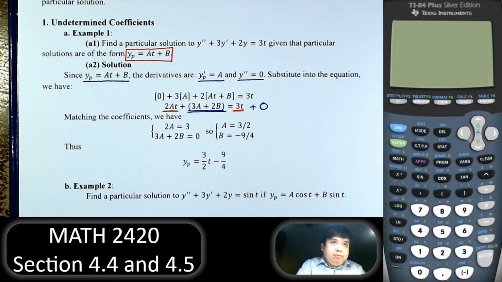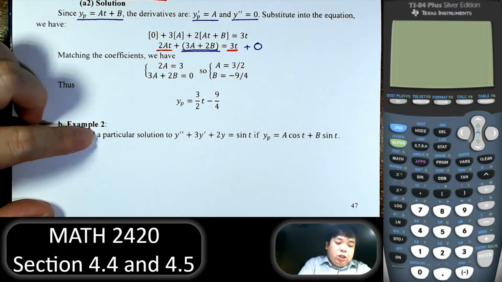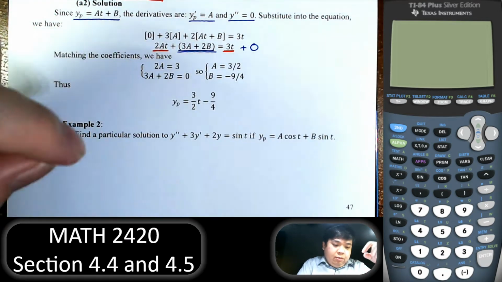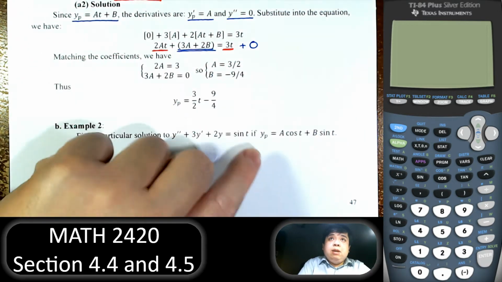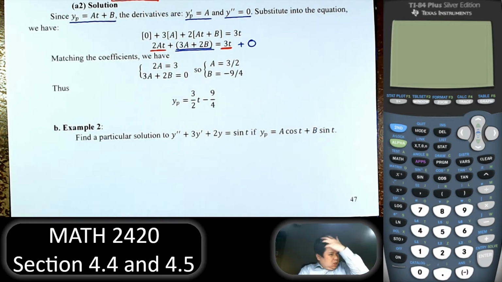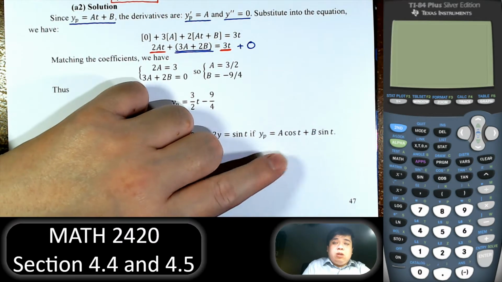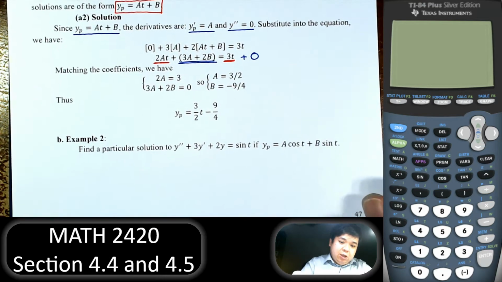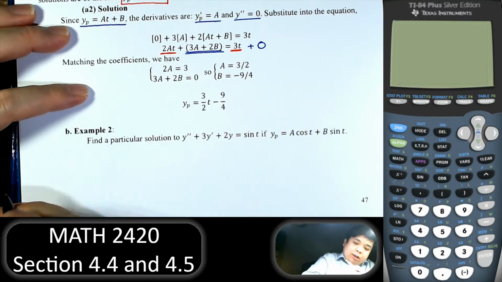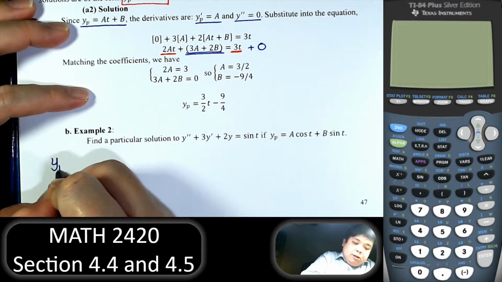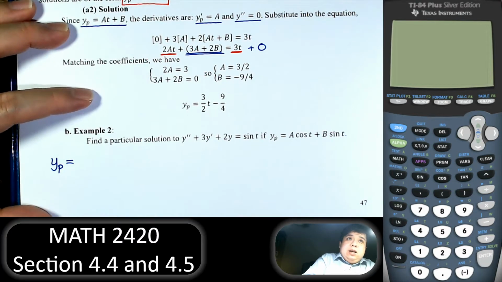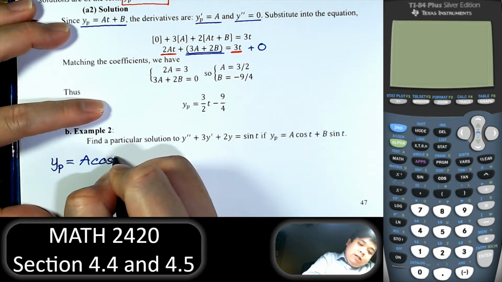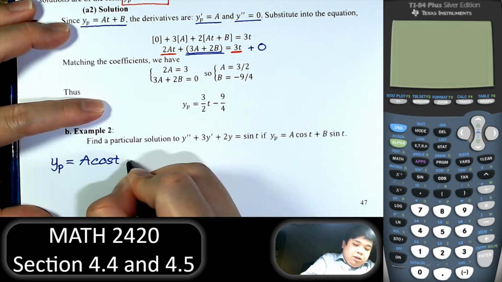Now let's try another one. Find a particular solution to this non-homogeneous equation if the particular solution is in this form. Because we know the particular solution is in that form, we just go from there. The function is a cosine of t plus b sine t.